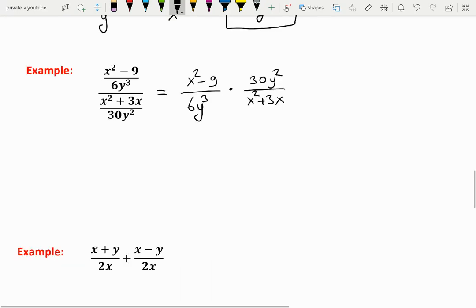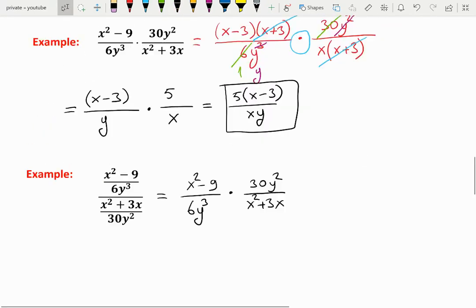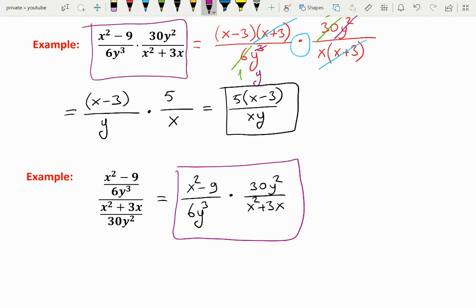So can you see it's like a previous question. Here and here we have the same thing. So do I have to solve it again? I will get the same answer because they're already the same. So I will get 5x minus 3 xy.